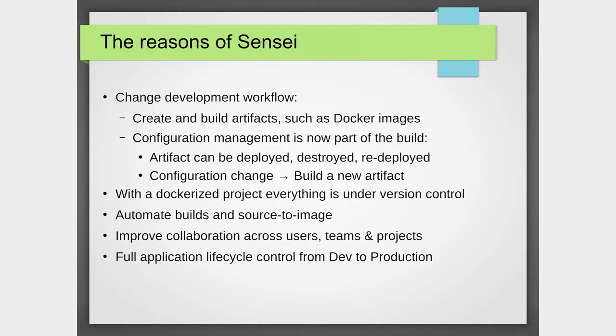So what are our reasons from the Sensei perspective? Well, for sure, change the development workflow so that we can create and deploy new artifacts, such as Docker images, to be uploaded into a private registry, so that developers can take these images and apply some configuration so that they can build additional artifacts. In this way, the configuration management takes part in the build. An artifact can be deployed, destroyed, and deployed again. In case of any configuration change, this process actually triggers the build of a new artifact.